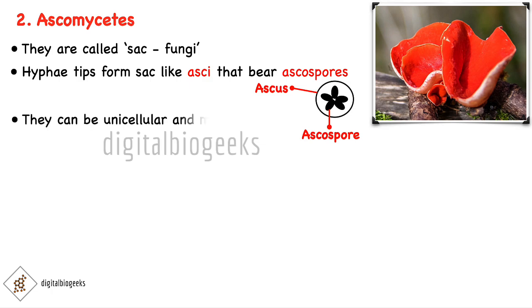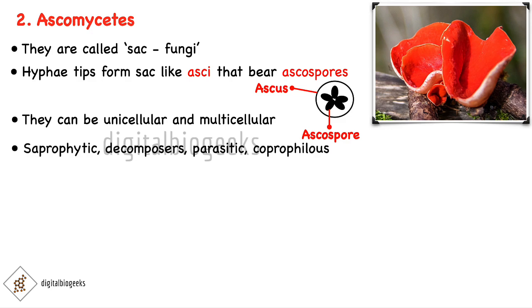There are multicellular and unicellular Ascomycetes. They are saprophytic as they feed on dead organic matters. They are decomposers as they decompose the organic matter. They may be parasitic, living on other organisms, or coprophilous, that means living on the dung of animals.